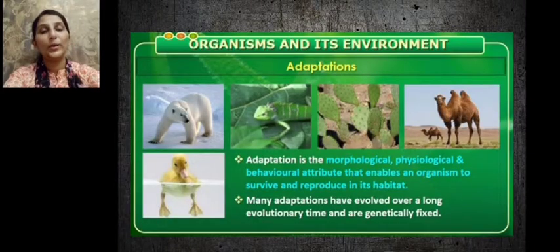In this module, we are going to learn about how organisms are able to adapt to their environment. Adaptation is a morphological, physiological, or behavioral attribute that enables an organism to survive and reproduce in its habitat. Without adaptation, that organism won't be able to survive and reproduce in its environment.